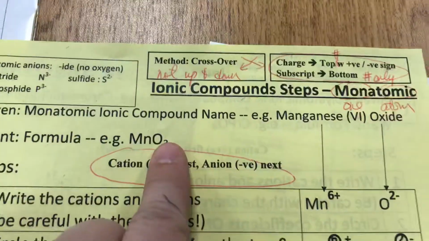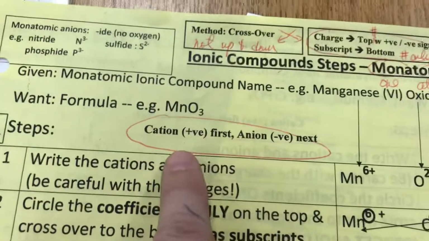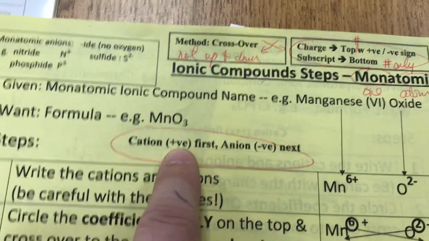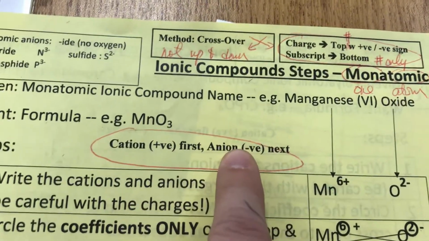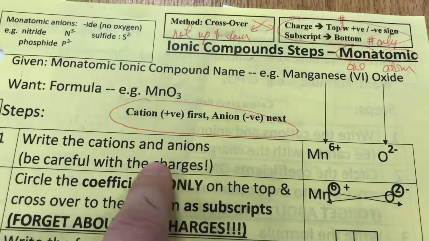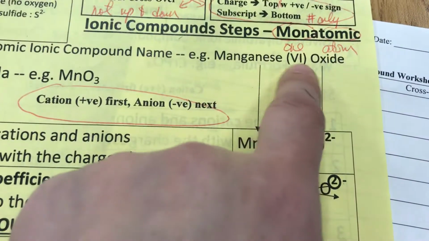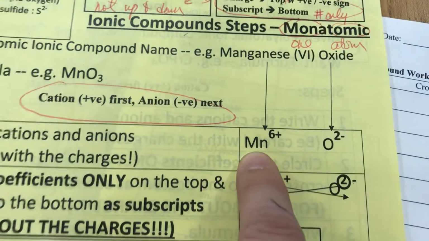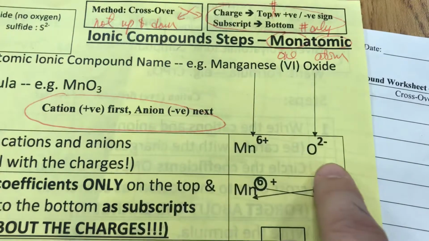So how do you get the formula, the answer? First of all, the cation must be first. The positive must be first. The anion must be next. So step one is you write the cation and anion with the charges. So manganese VI, we write Mn6 plus, okay? And then oxide, we write O2 minus.